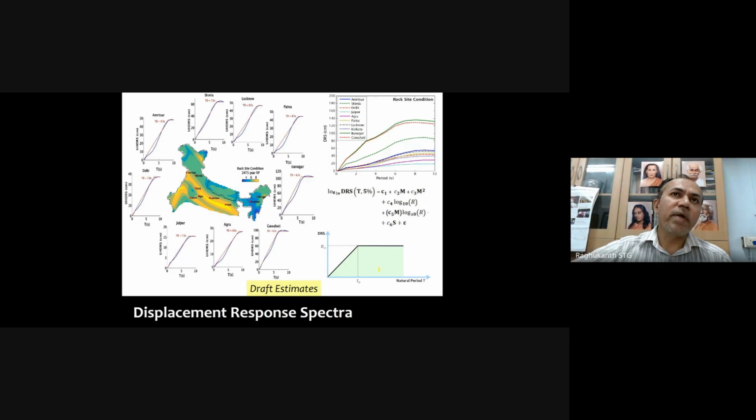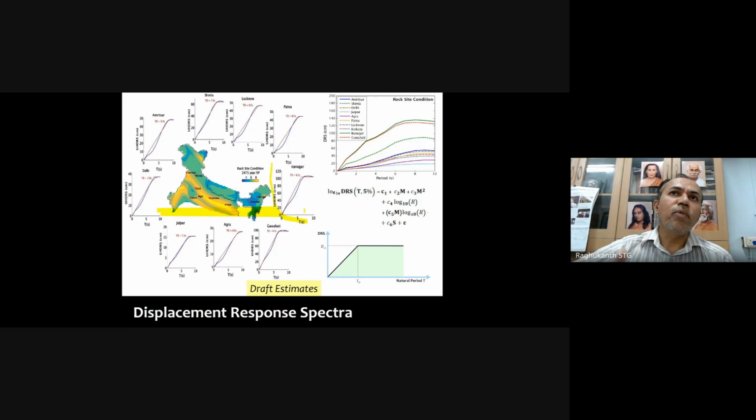This is not in the code right now, but maybe after 5 years, or in the next revision, we may incorporate this in the IS code, like the displacement response spectra. This is very important. Most of the time, earthquake is not a force; it is a displacement. So there is another philosophy, displacement-based design.